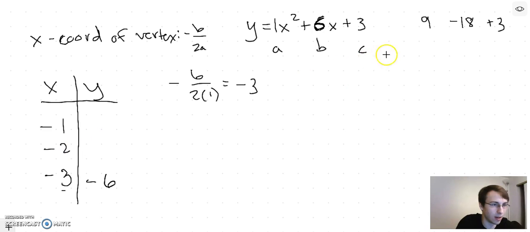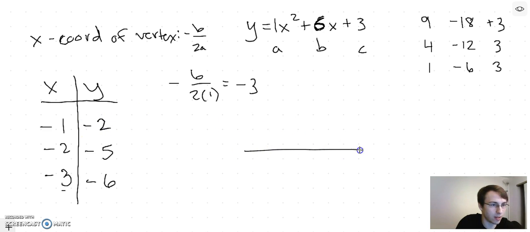Negative 2, well, this becomes 4. This becomes negative 12. This still becomes 3. 4 plus 3 is 7, minus 12 is negative 5. Negative 1, this is 1 now, minus 6, plus 3. This is 4 minus 6, which is negative 2.